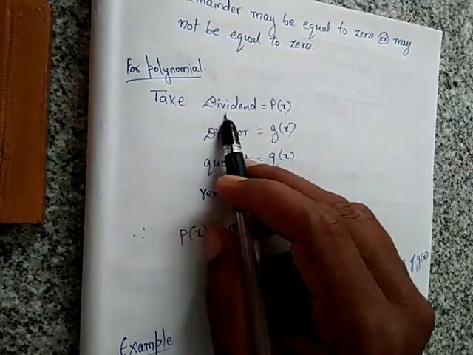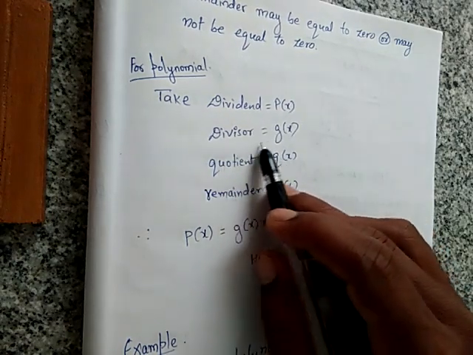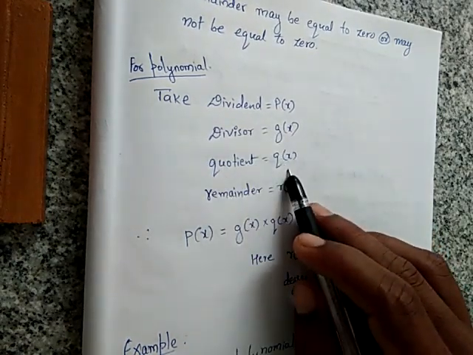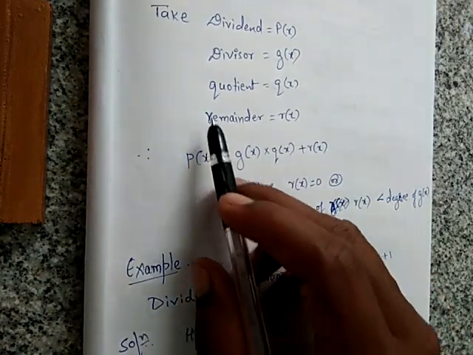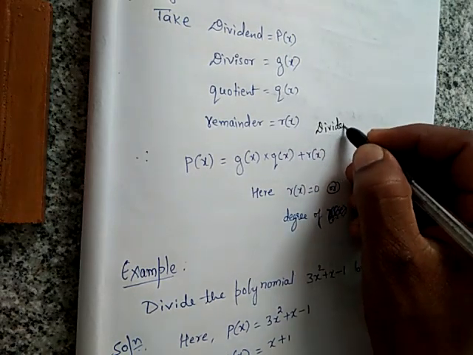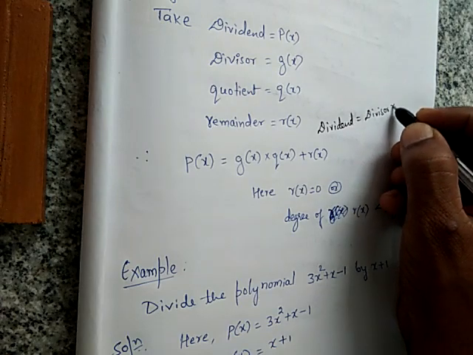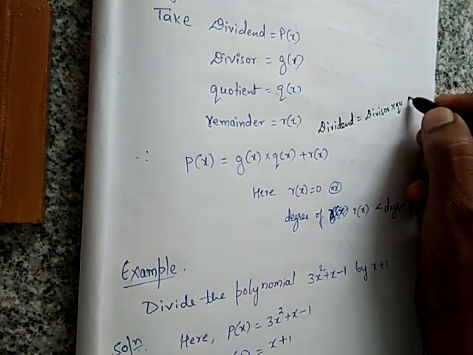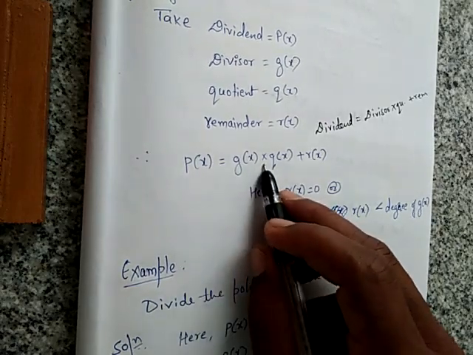So take dividend is equal to p of x, divisor is equal to g of x, quotient is equal to q of x, remainder is equal to r of x. In the form dividend is equal to divisor into quotient plus remainder, which we wrote now, we can write p of x is equal to g of x into q of x plus r of x.